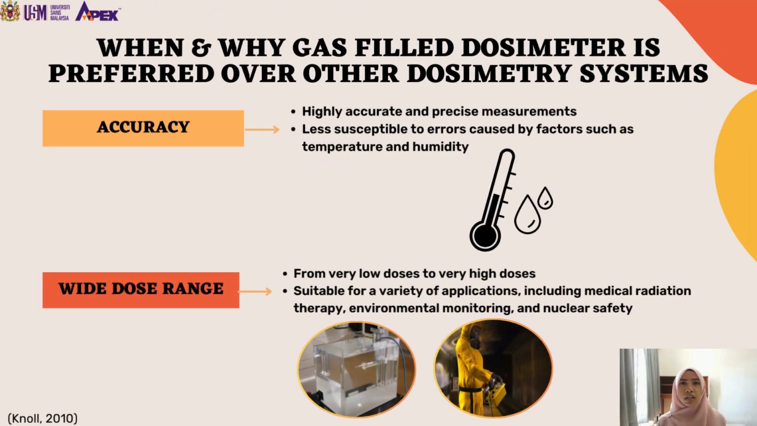In these slides, I'm going to discuss when and why gas-filled dosimeters are preferred over other types in terms of their superior accuracy, wide dose range, tunable energy response, durability, and stability. Firstly, for the accuracy and precision, gas-filled dosimeters have highly accurate and precise measurement, hence are less prone to errors caused by factors such as temperature and humidity. Other than that, their broad dose range makes them a true all-rounder. Whether to measure the dose in a patient or the dose within a nuclear reactor, this makes them suitable for a variety of applications including medical radiation therapy, environmental monitoring, and also nuclear safety.